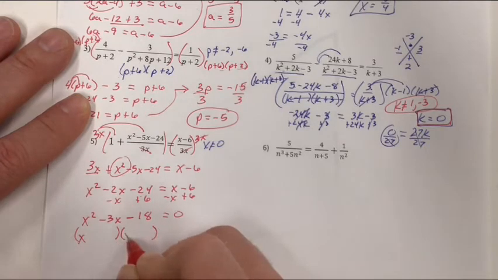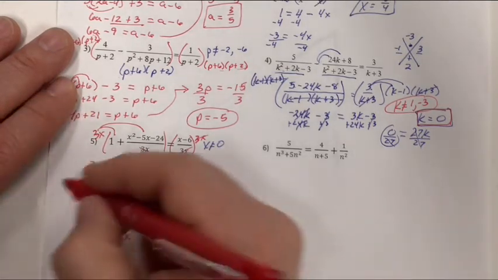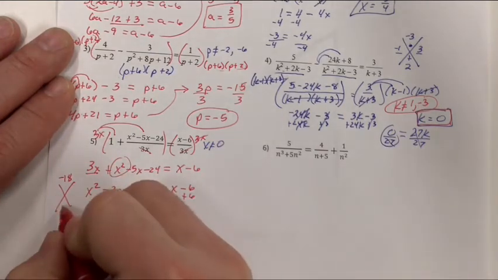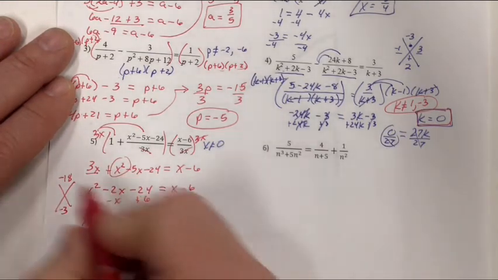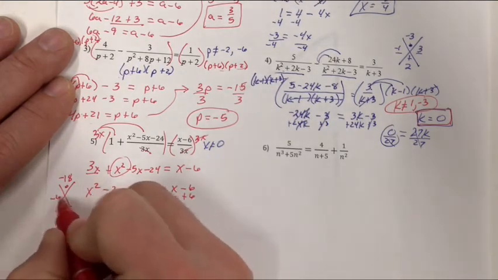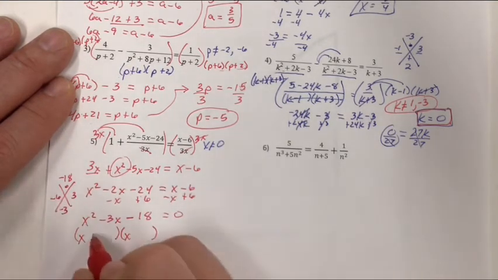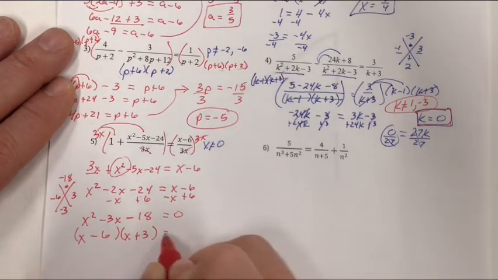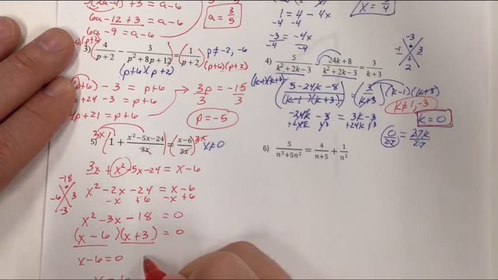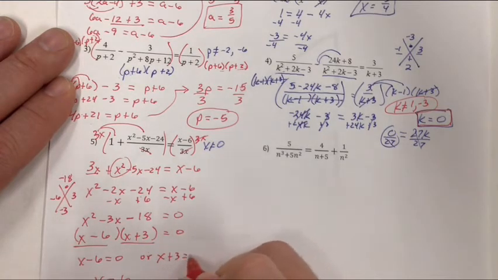Each of these is an x in the beginning, and if you use your diamond method, negative 18 goes on the top, negative 3 goes on the bottom. The two numbers that multiply to equal negative 18 but add up to equal negative 3 are negative 6 and positive 3. So it's x minus 6, x plus 3. Since these two factors equal 0, either x minus 6 equals 0, so x could equal 6, or x plus 3 equals 0, so x would equal negative 3.